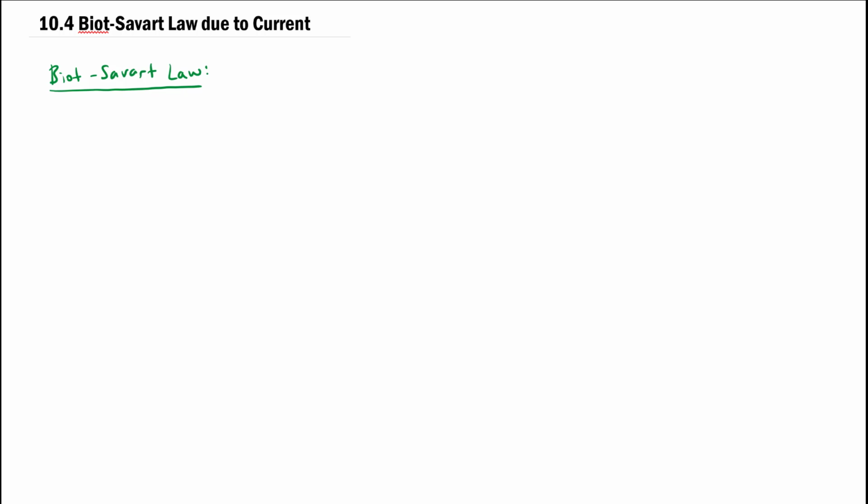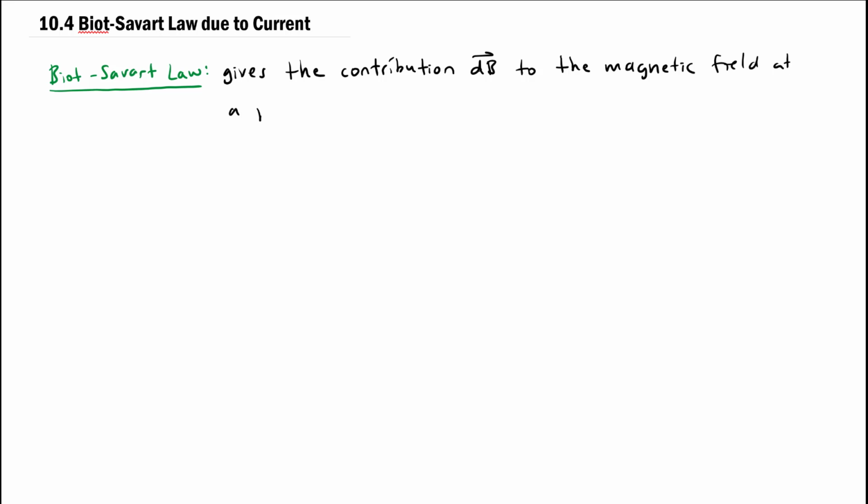So how do we define the Biot-Savart law? It gives the contribution dB to the magnetic field at a point P due to a small element of current in the direction dl.